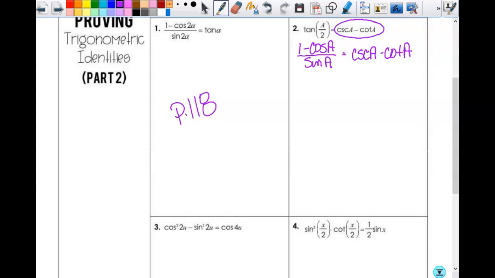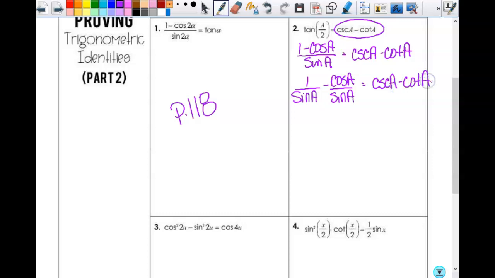So then what should I do next? Split the fraction. So 1 over sine A minus cosine A over sine A equals cosecant A minus cotangent A.